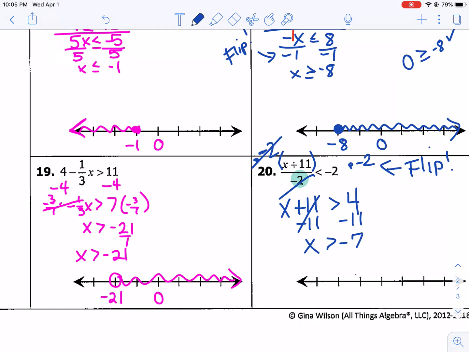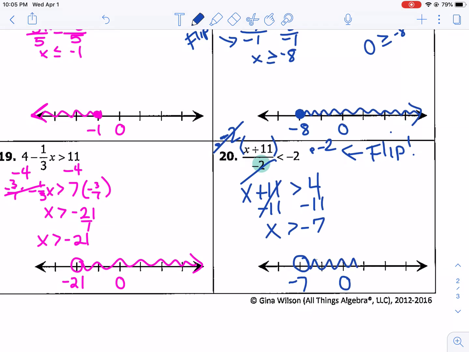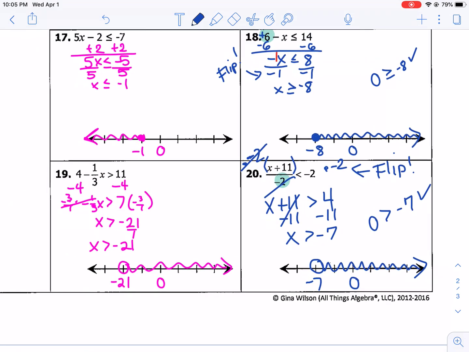Down to my number line. Where's 0? Where's -7? Greater, open point. Well, where are my values that are greater than? Over here. So I can always double check. 0 is greater than -7. True. So this is your Part A inequality.